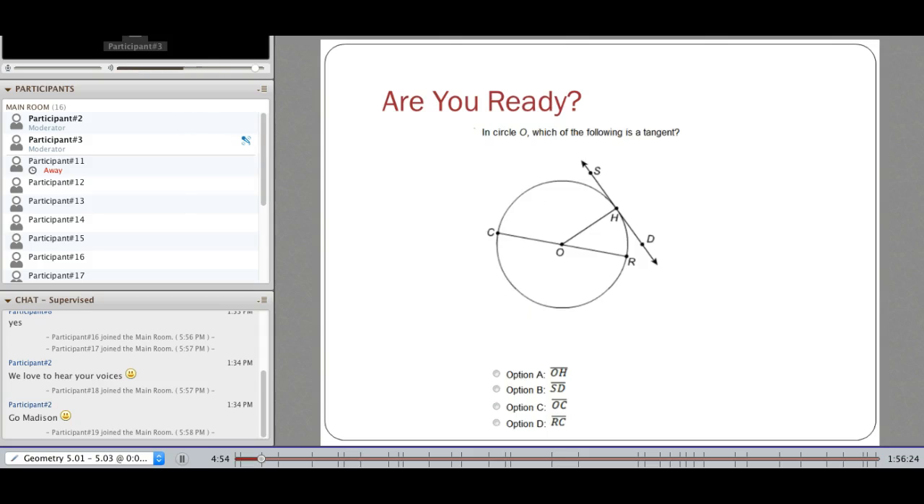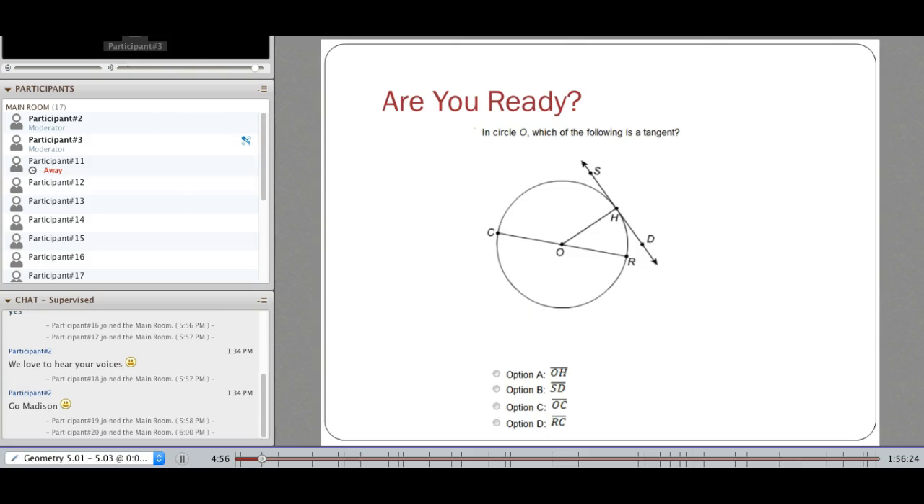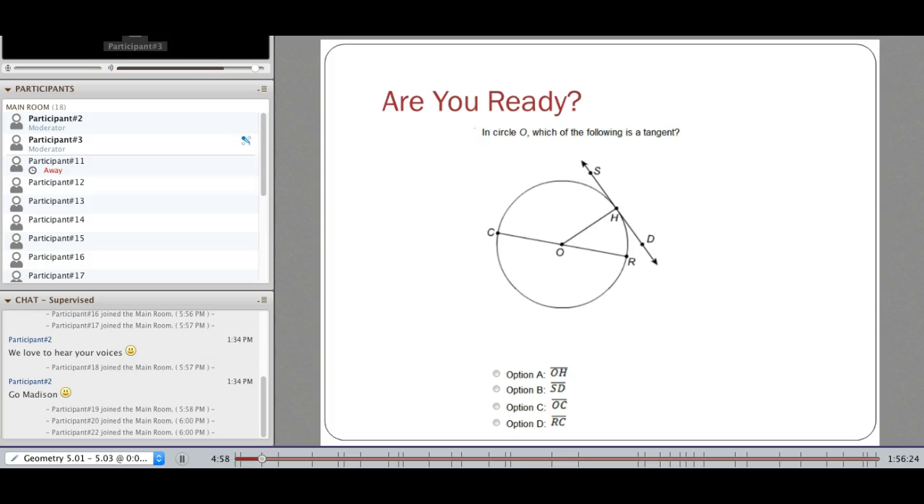Okay, in circle O, which of the following is a tangent? Anybody want to get on the microphone and tell us what a tangent is and what a secant is? Or write it on the whiteboard. So give us a little explanation. What is a tangent and what is a secant? And if you don't want to get on the microphone, you can even just write it on the whiteboard. What's the difference between a tangent and a secant?